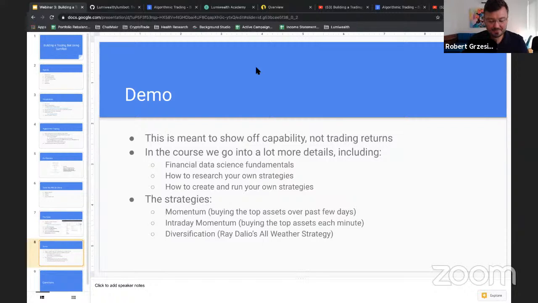Let's get into the demo. First of all, this demo is just to show off capability. It's not to show off trading returns. There's not nearly enough time to show off any kind of trading returns. For that you have to look at the other hedge funds that do similar stuff, our performance over a time period, and you can also look at our other instructors that are doing quite well too. But this is just a simple demonstration so you can see the capabilities of building out this code.